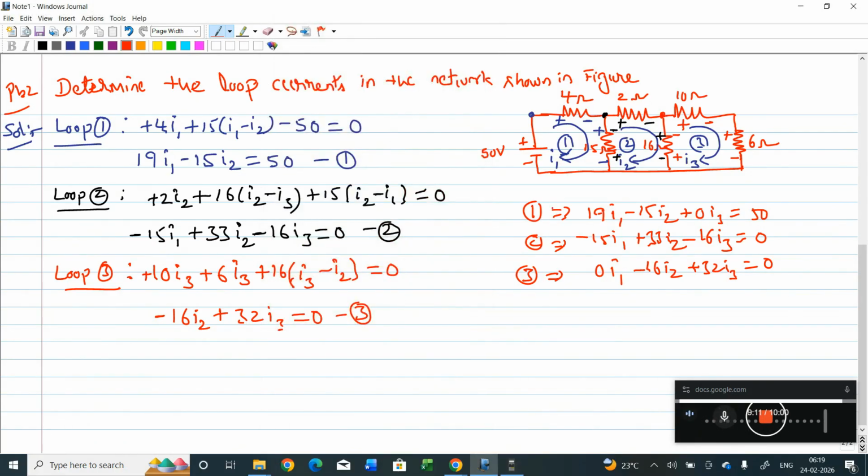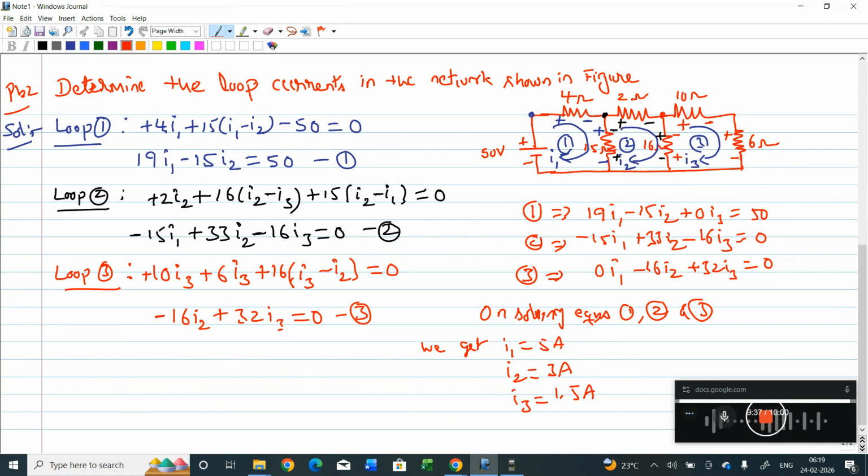So on solving equations 1, 2 and 3, we get I1 equal to 5 amps, I2 equal to 3 amps, I3 equal to 1.5 amps. Like this, you can solve the loop currents. By using loop equations, you can get the loop currents by solving the network problem. Thank you.